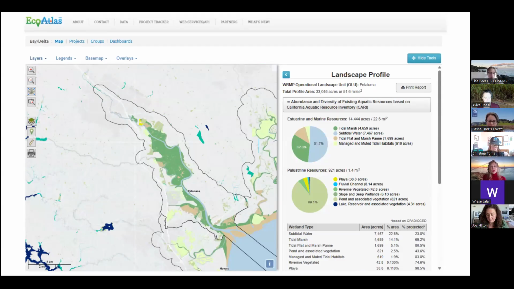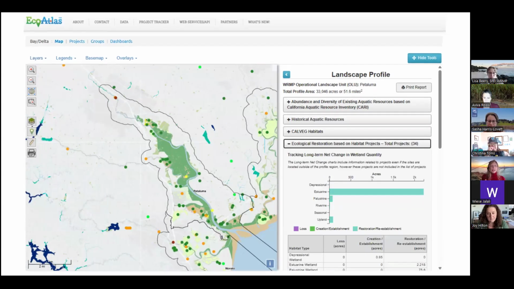And then also, if we go to the next slide, there are other landscape scale summaries, such as historical aquatic resources, if they're available. And also, it summarizes the net change in wetland quantity based on projects that are in Project Tracker. And those are shown here on the map in different colors based on the status of the project. And this type of visualization can help with tracking no net loss.